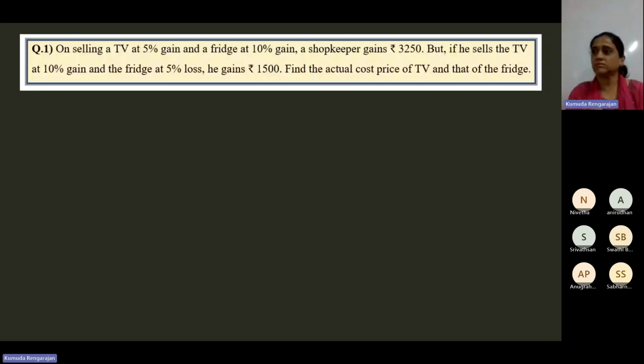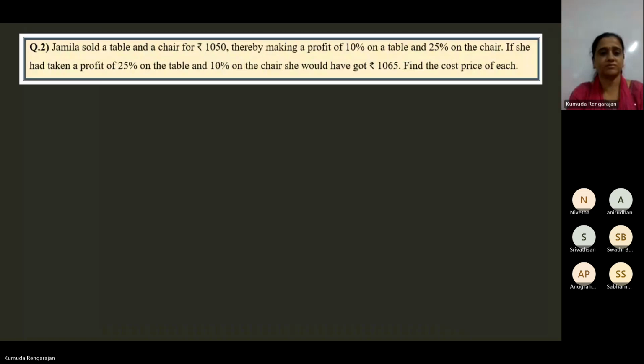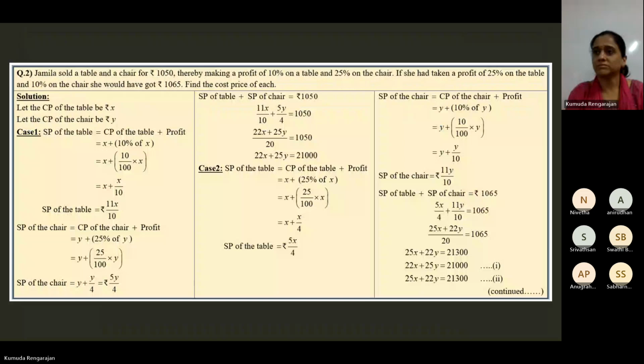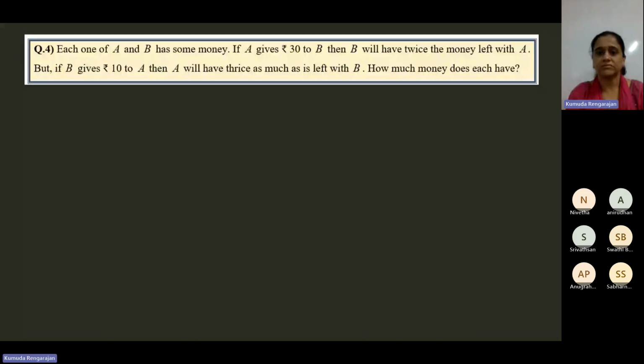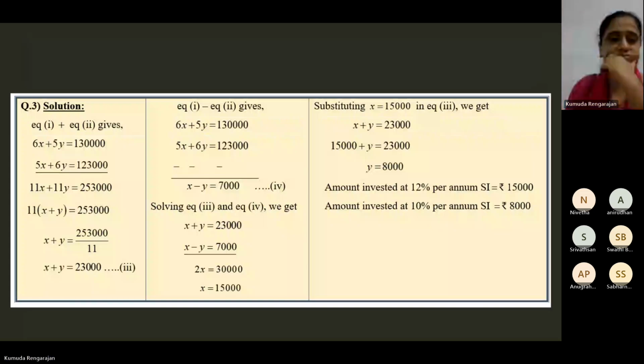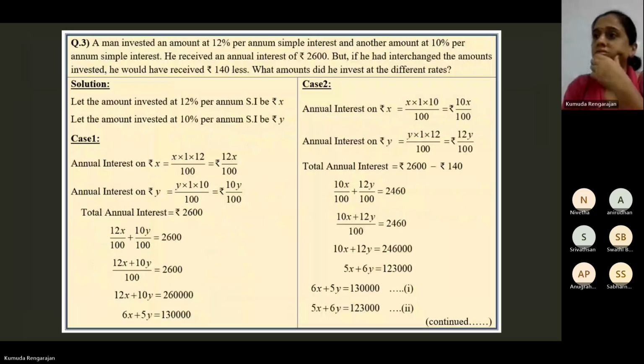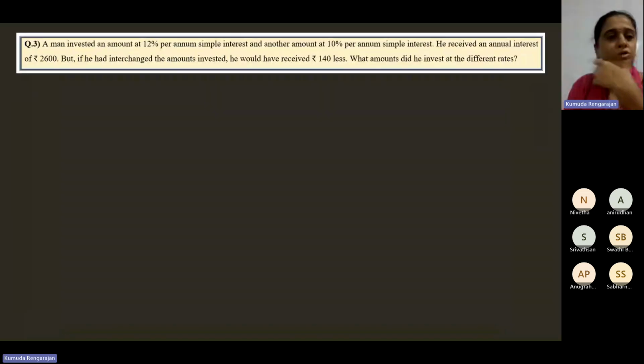Also, I think selling a TV and fridge. I think we did this some last class. This one also I finished last class. Simple interest sum. From here we have to continue. The first three questions we have solved earlier. Am I right? The third one? No, 1 and 2 we have finished, I'm very sure. Third one you have to tell me.